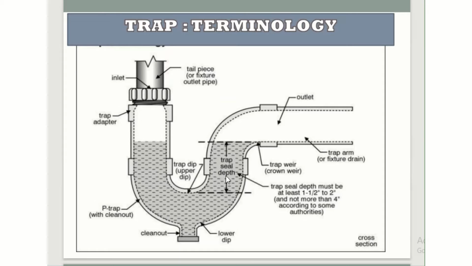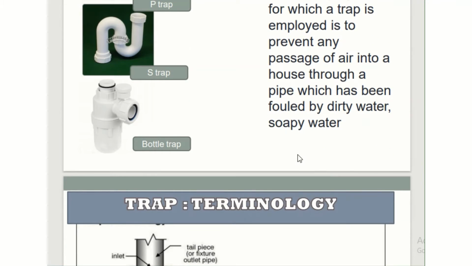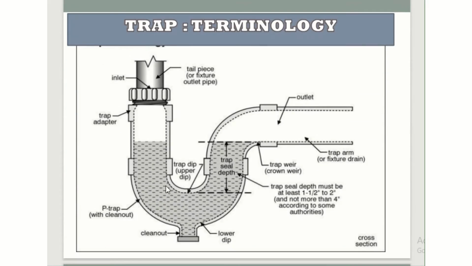Okay, so why we use trap, right? Because we don't want any passage of air into a house. Why we don't want air into the house? Because this waste has bad smell. Okay, if we don't trap it, so the bad smell will just follow the water, and then the bad smell will go to our house. Okay, something like that.